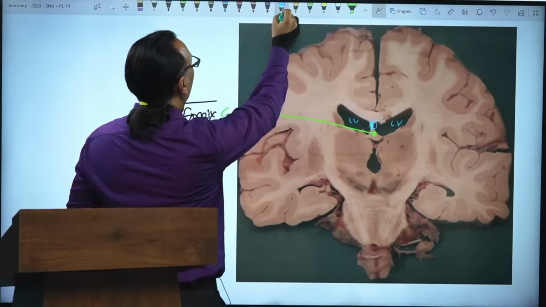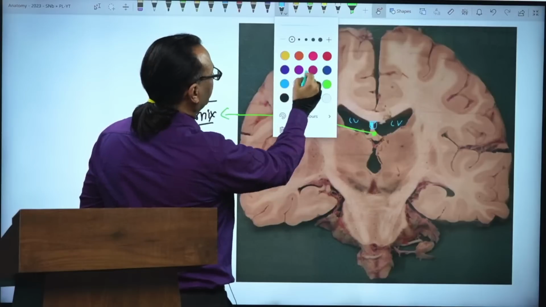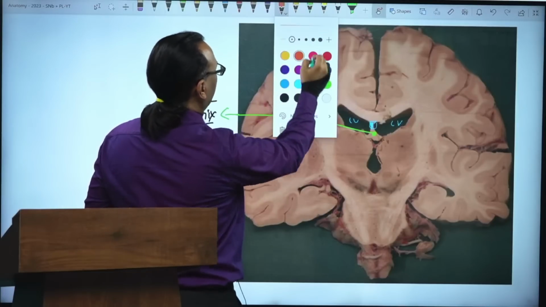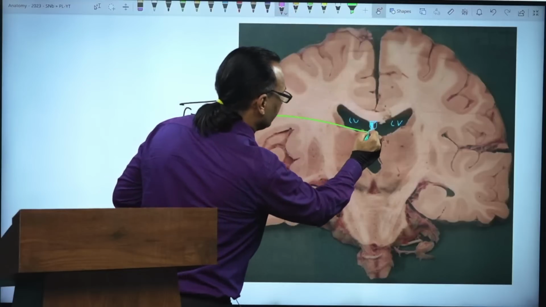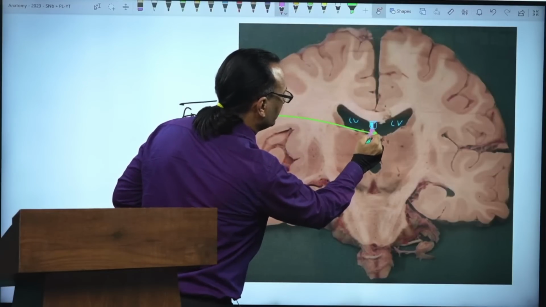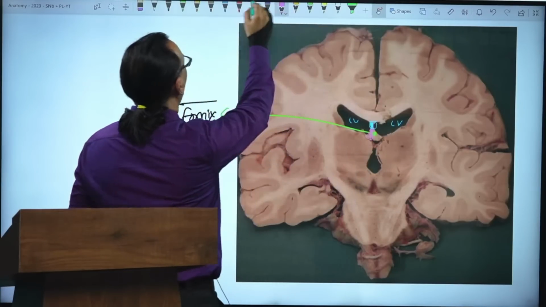Let me demarcate the fornix here. Let us choose some color which is evident. This is one-sided fornix, and that is the other-sided fornix.